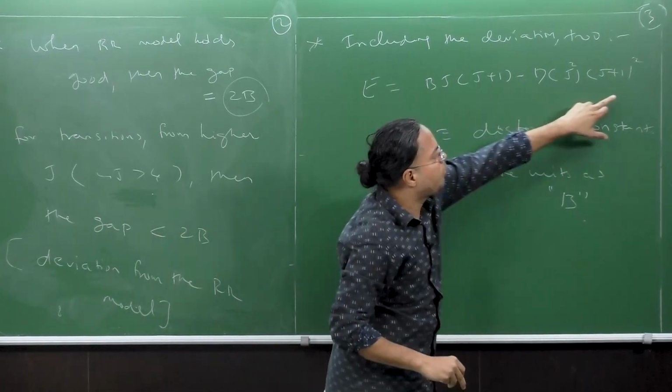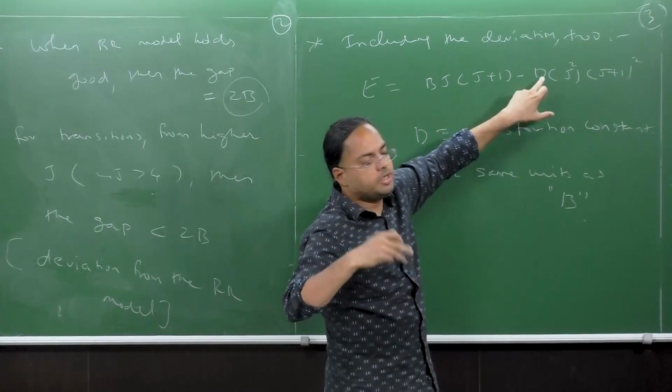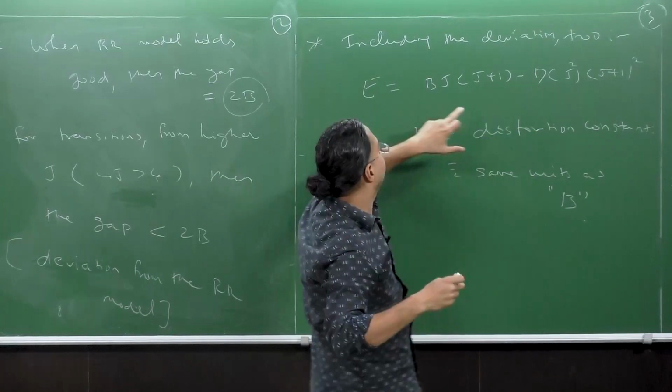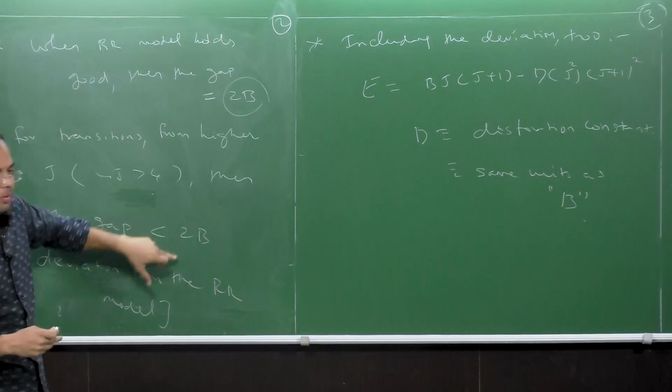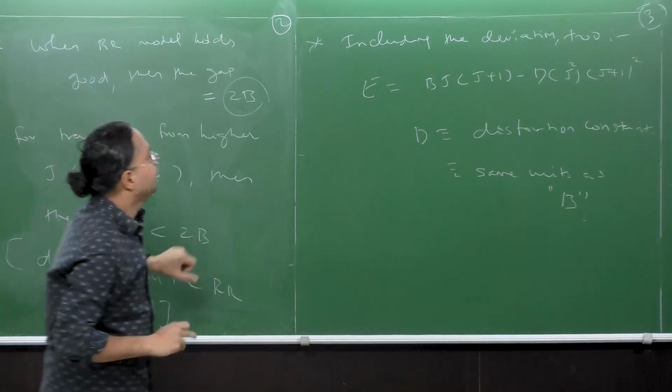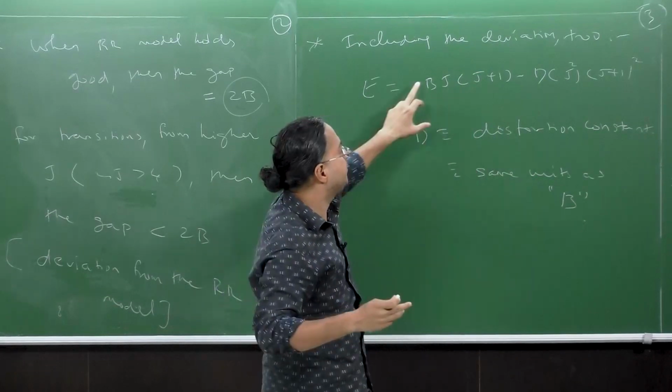And these are all positive quantities. Recall the least value of J is going to be 0. So D is also going to be a positive quantity, and therefore this explains that the gap is going to be less than 2B. It's not going to be greater than 2B. So my E, including the deviation from the rigid rotor model, is given by this expression.